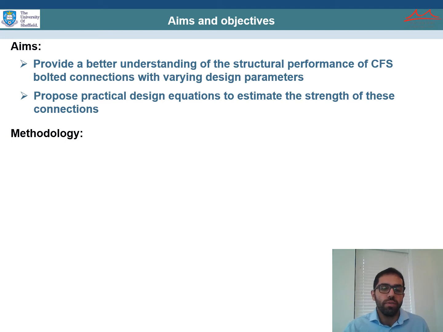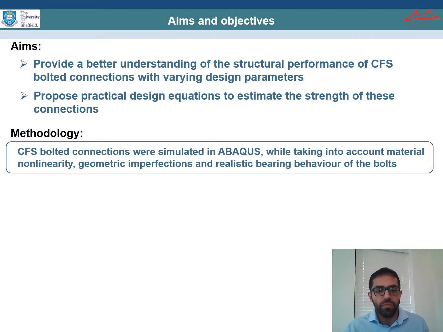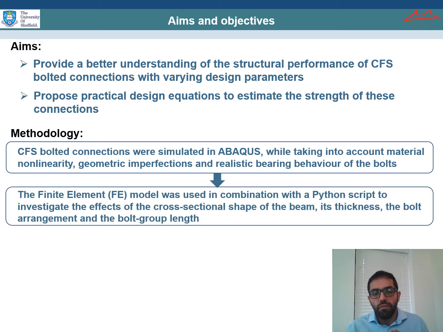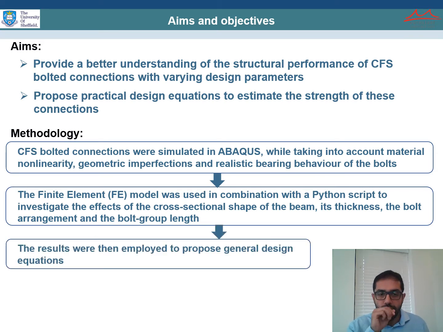The methodology that we have used in this study is as follows. Cold form steel bolted connections were simulated in Abaqus by taking into account material nonlinearity, geometric imperfection, and realistic bearing behavior of the bolts. Finite element models were used in combination with a Python script to investigate the effects of cross-sectional shape of the beam, the thickness, the bolt arrangement, and also bolt group length. At the end, the results were employed to propose general design equations.